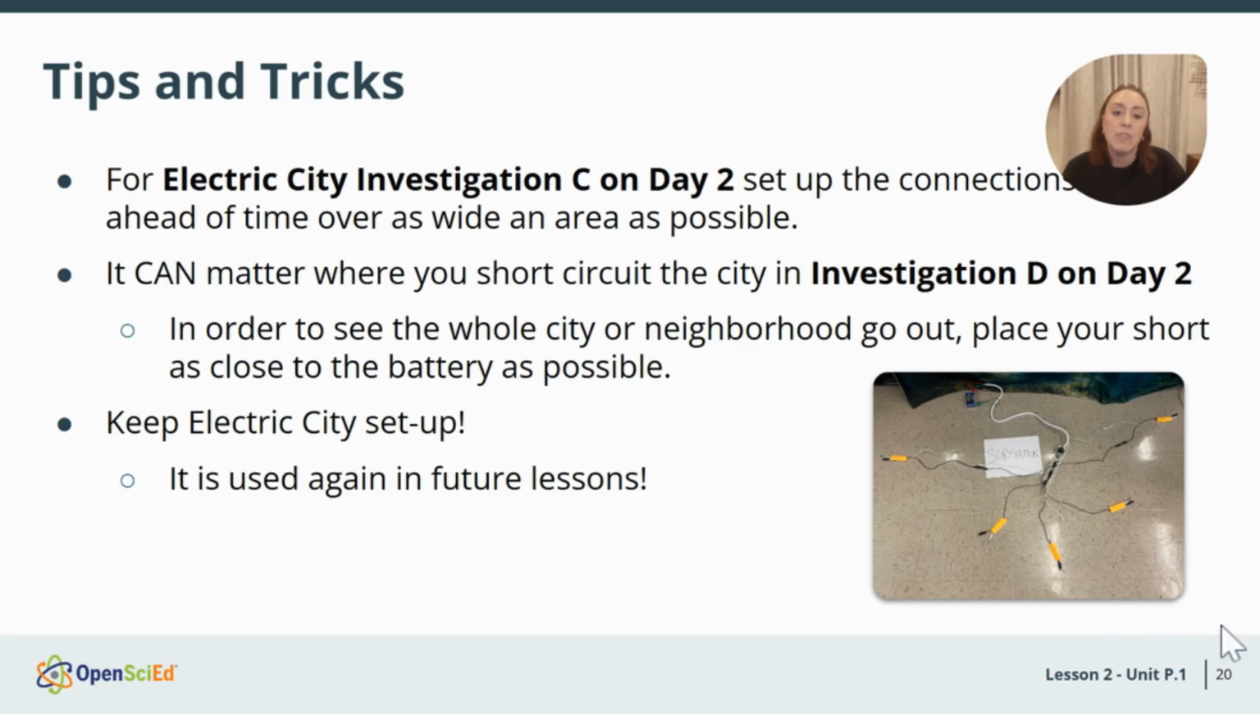And then you want to keep this set up. Not only have it set up ahead of time, but keep it set up afterwards because it is used again in future lessons. If you don't have the physical space to do this, then perhaps set it up on a prep room cart that you can wheel in and out of your classroom.